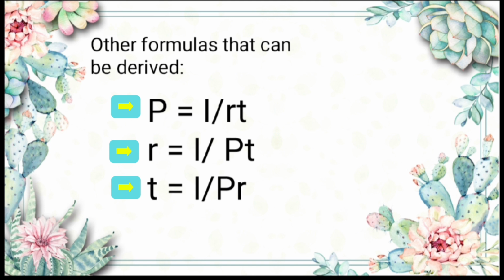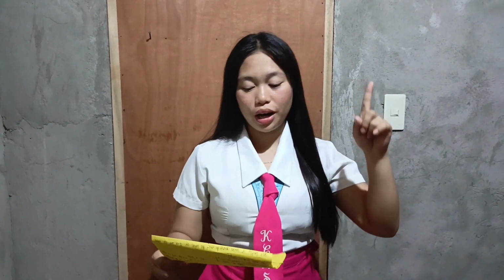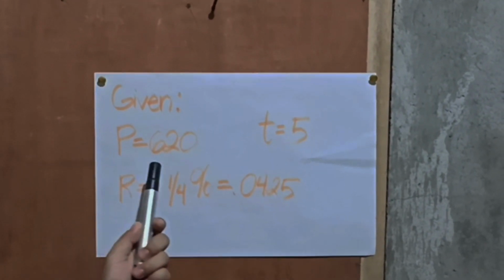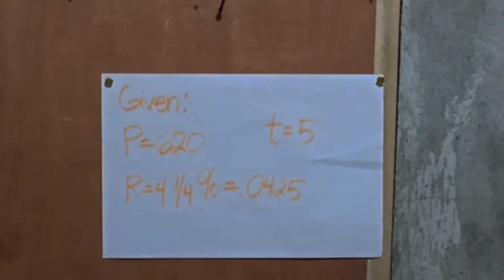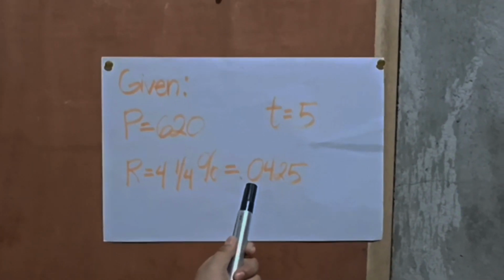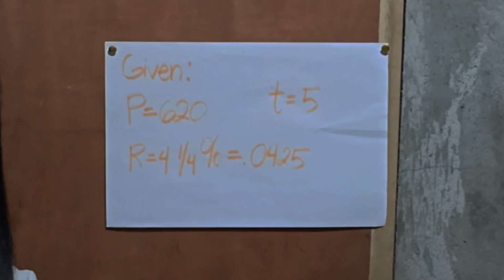In this time, let's try to solve the value of I using the formula I = PRT. Problem number 1. Find the interest amount of 620 pesos at 4 and 1/4% simple interest for 5 years. As we can see in the given, P or the principal is equal to 620 pesos, the rate is 4 and 1/4%, which is equal to 0.0425, and T is 5.